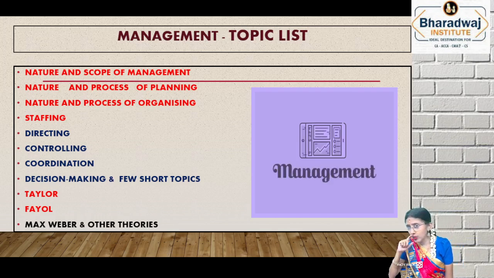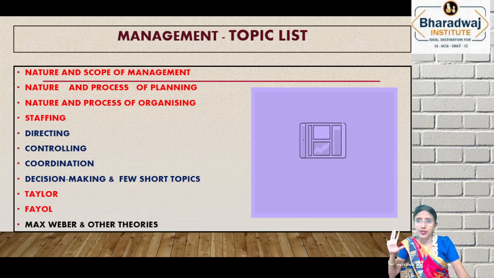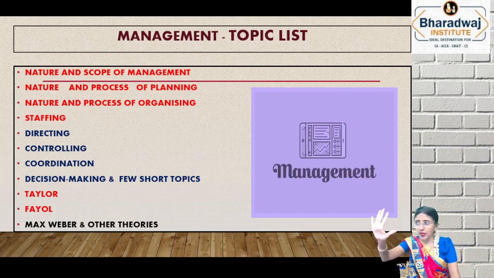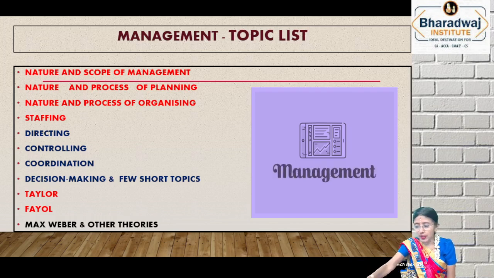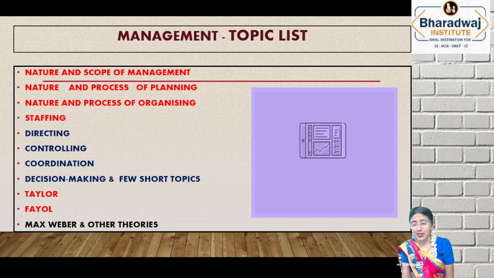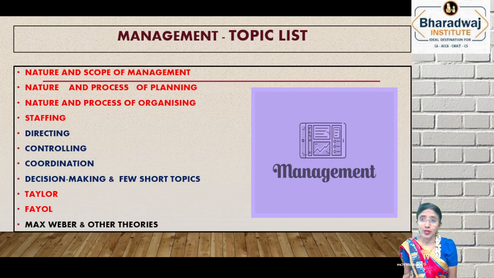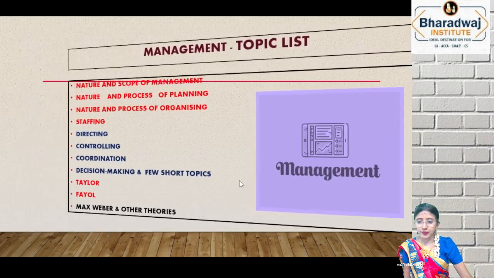As I was just telling you, if you look at the syllabus, it is mainly the 5 important elements: planning, organizing, staffing, directing, controlling as separate topics, and coordination as a separate topic. Apart from that, you have theories: Taylor's theory, Fayol's theory, Max Weber's theory, and the revised syllabus has added a couple of theories like stewardship theory and agency theory. Like yesterday, we will have quiz tests, and I'll be hinting you some tips for the examination.